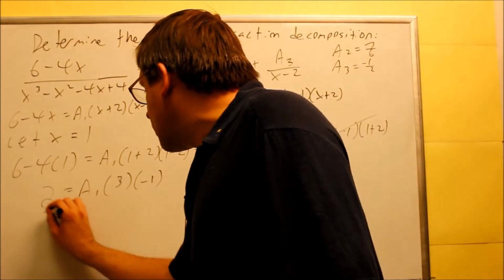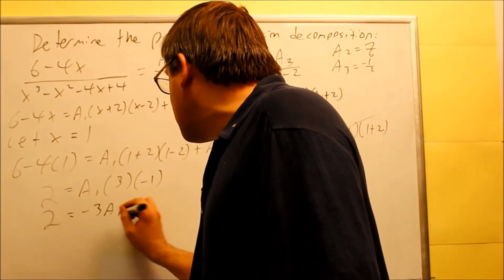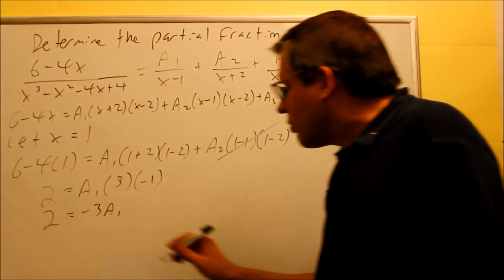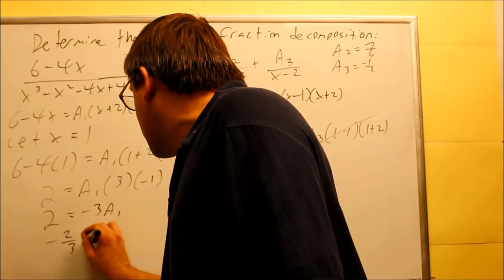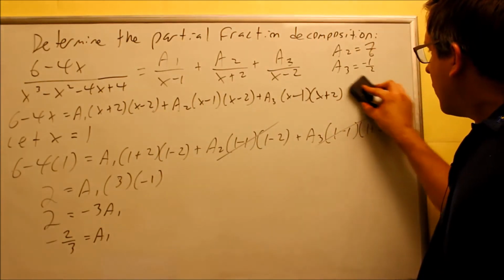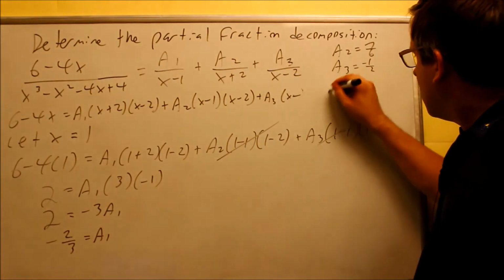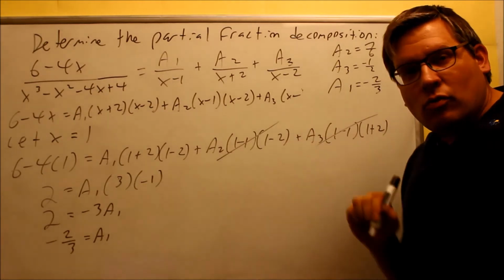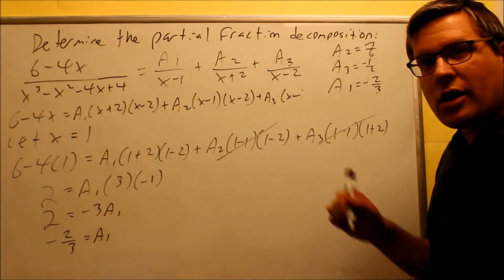And so I get 2 is equal to negative 3 times A1. Divide both sides by negative 3, and I get negative 2/3. That's my value for A1. So now what I've found is all my values. Now that I've found all my values, it's time to actually write it back and write our final answer.